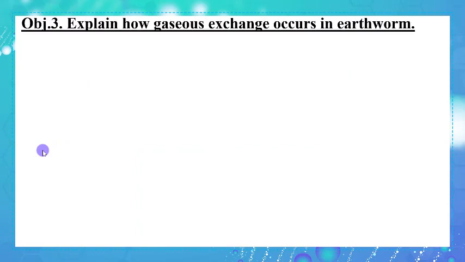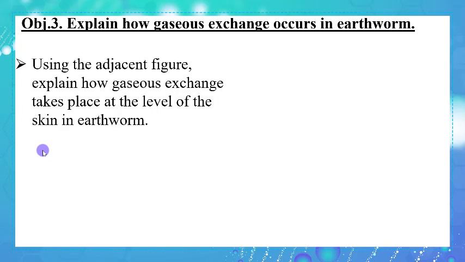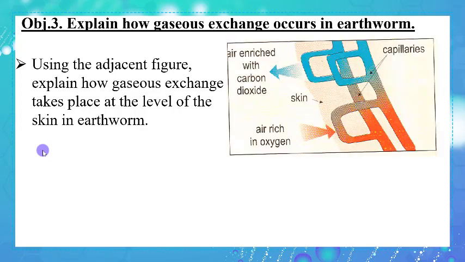Now let's talk about objective 3. Explain how gaseous exchange occurs in earthworm. Using the adjacent figure, explain how gaseous exchange takes place at the level of the skin in the earthworm. Please observe the figure. What do you notice here? What is happening? Here you can see clearly the blood capillaries, and this is the skin.